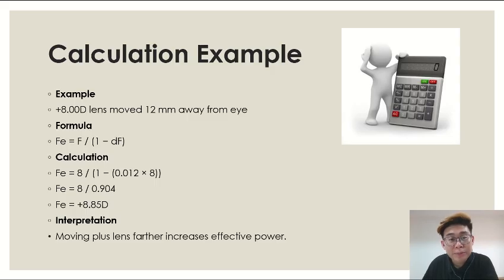Here is a calculation example. In this example, the patient with a plus 8 diopter lens has the lens moved 12 millimeters away from the eye. Using the formula, the effective power becomes plus 8.85 diopters, a much higher power than the patient needs. This demonstrates that increasing the back vertex distance increases the effective power of the plus lens.